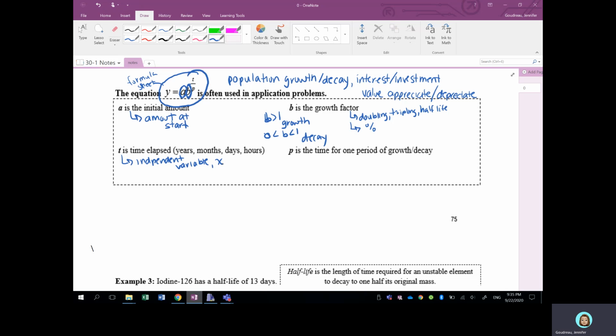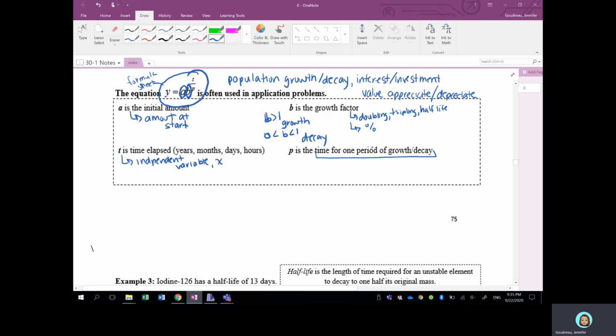P is also based in time, but it's not the time elapsed. P represents the time for one period of growth or decay. So, how long does it take to double? How long does it take to triple? And so on. So P is based in time and will have the same units as T, but it is recognizing how long it takes for one period of growth or decay.